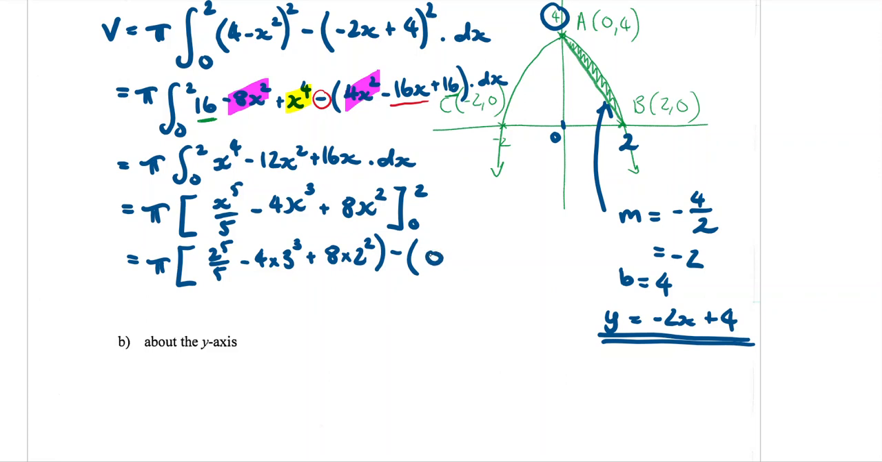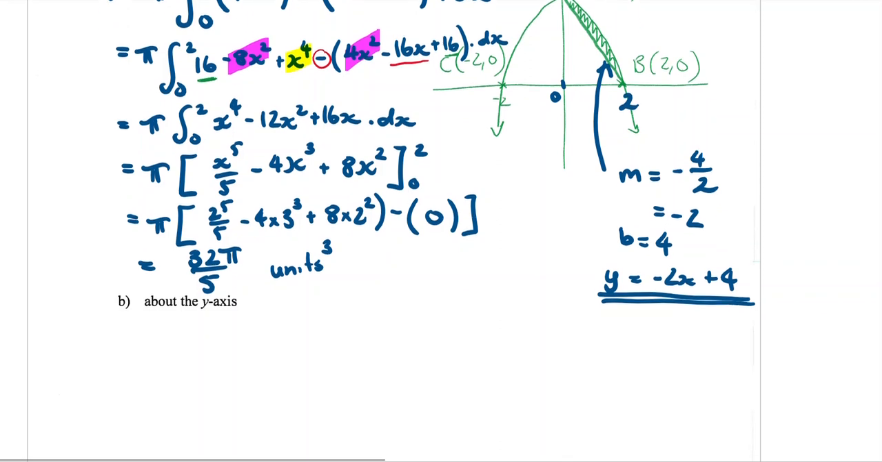But if you put 0 into all of those things, you're just going to end up with 0, so it doesn't do anything. Type all of that into your calculator, except for the pi. The number part works out to be 32 over 5, and we just times our pi in there, and that will be units cubed.